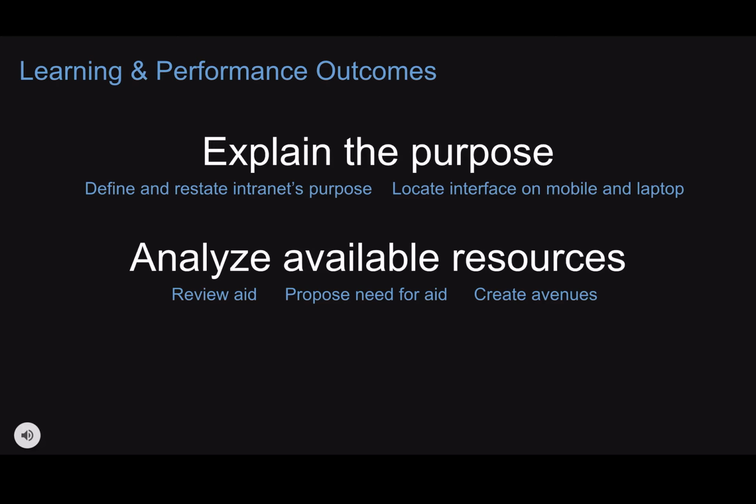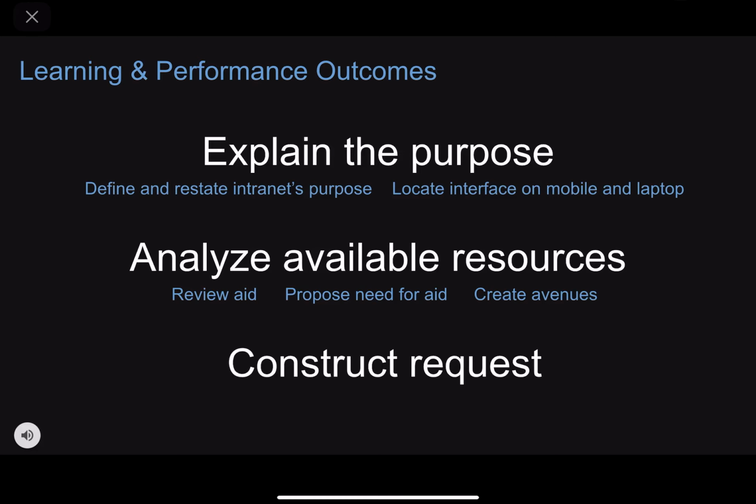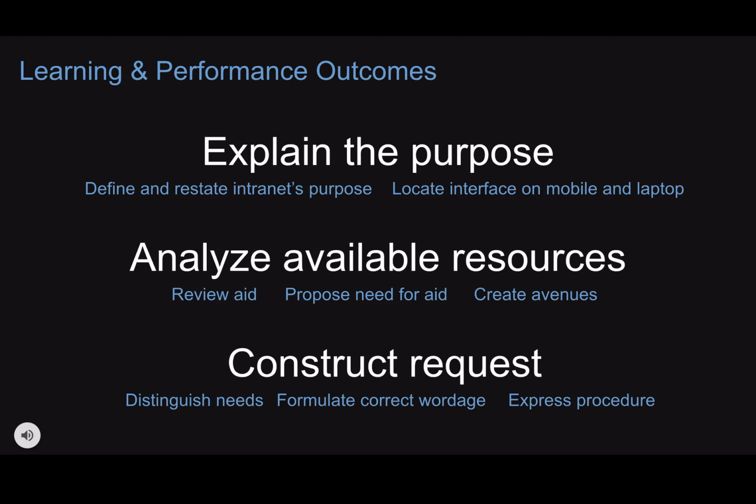Finally, the last learning objective is by the completion of training, staff will competently construct requests of the need and identify procedures after requests are submitted. Learners will gain the skills as they competently distinguish what needs are solved through the Intranet and what needs are more immediate in solution. Learners will be able to formulate correct wordage and description of the request with 100% accuracy, and finally be able to competently express the procedure for after submission.